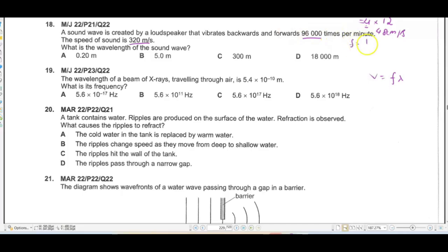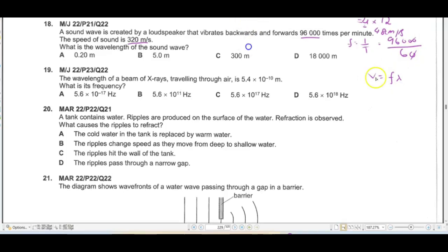So F is equal to 1 over T. So F is equal to 96,000 and this is per minute, so it has to be converted into seconds. So the frequency is going to be 1600 Hertz. So this is going to be 320 over 1600 is equal to lambda. So this is going to give us an answer of 0.2 meters. So A is going to be our correct option.